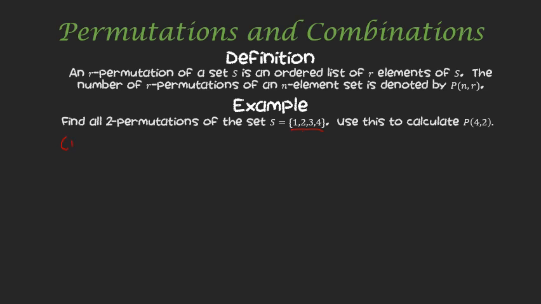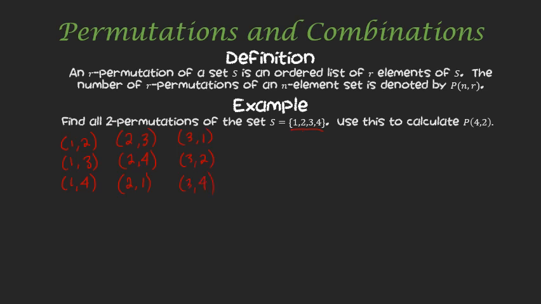Well, we could go 1, 2, 1, 3, 1, 4. That's all the ones that start with 1. We could start with 2. We could go 2, 3, 2, 4. And we could even go 2, 1. Remember, 1, 2 is different from 2, 1. We could also start with 3. We could go 3, 1, 3, 2, 3, 4.